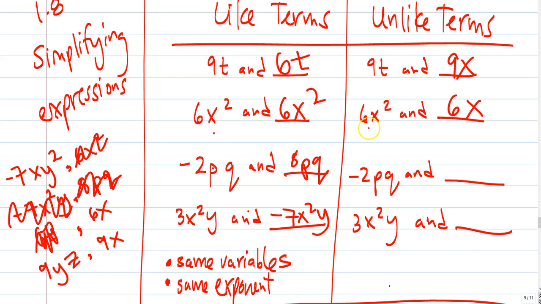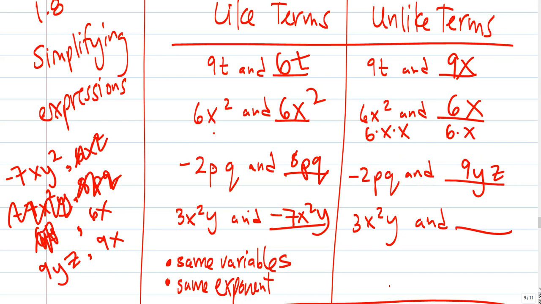See, this 6x squared really means 6 and 2 x's. This one just means 6 and 1x. Those are not the same. This one has 2 x's. This one has 1. That makes them unlike. Negative 2pq is not the same thing as 9yz. Even though I have one variable, they must be the same letter. So kind of like the first example, just with more letters.